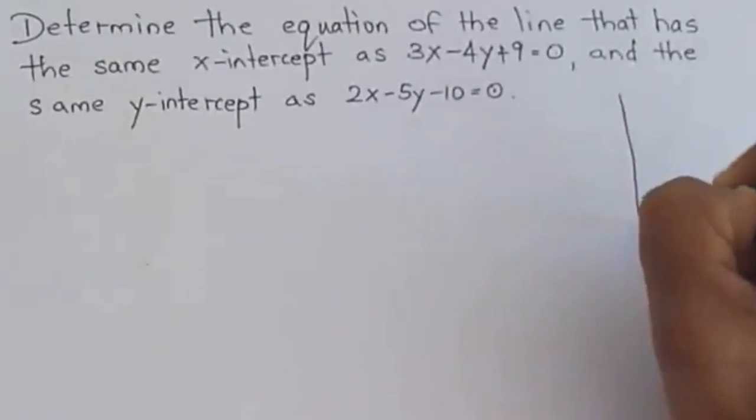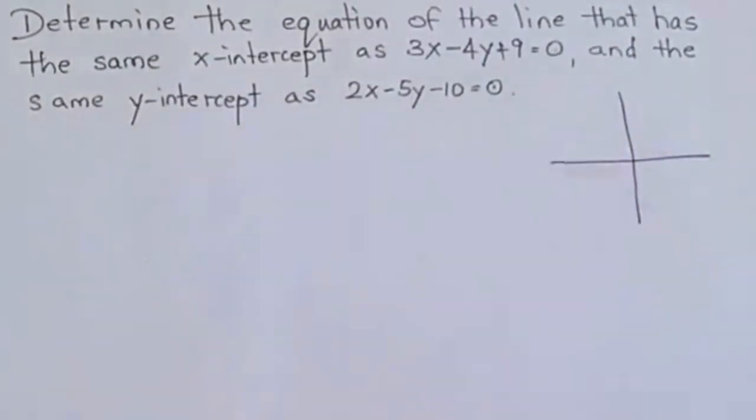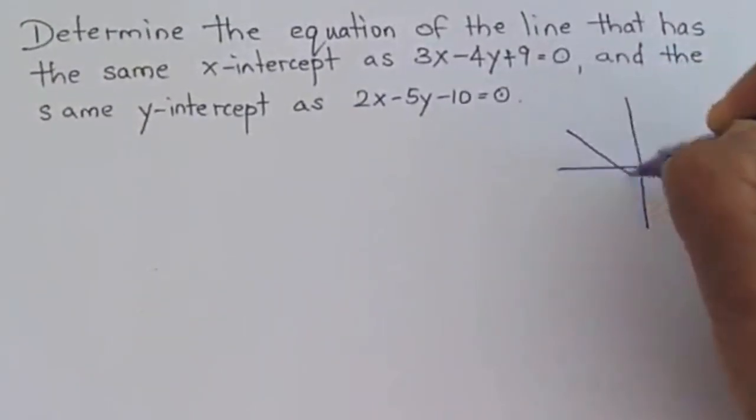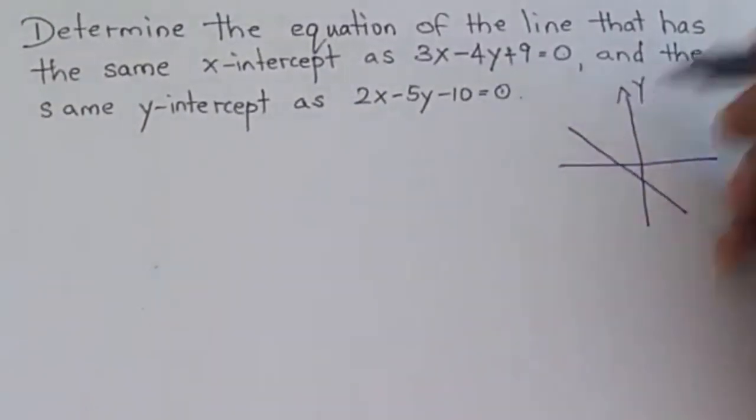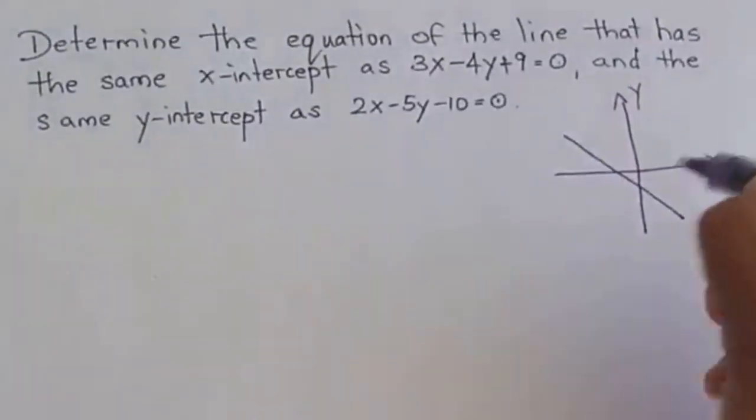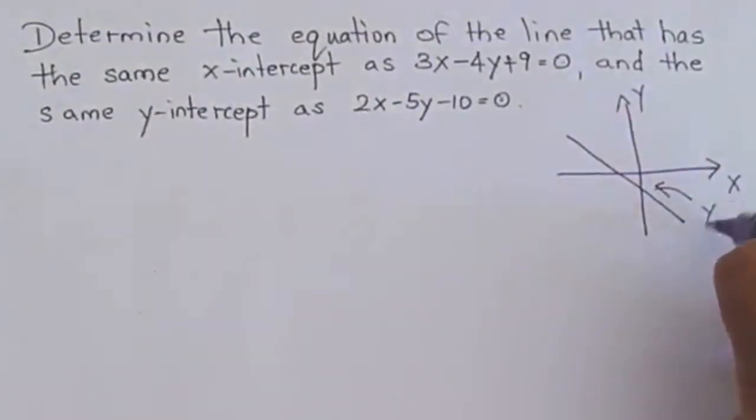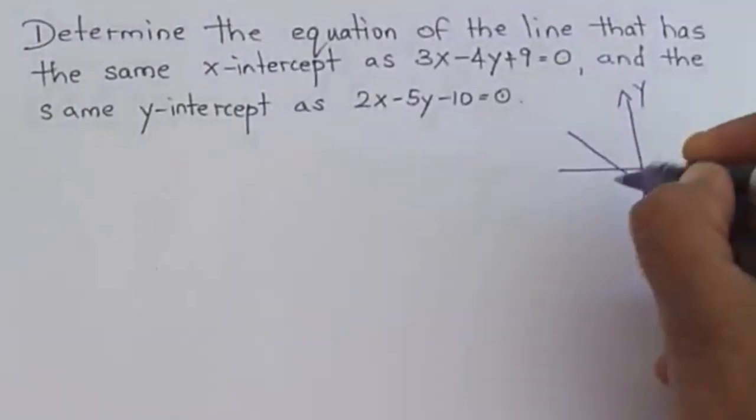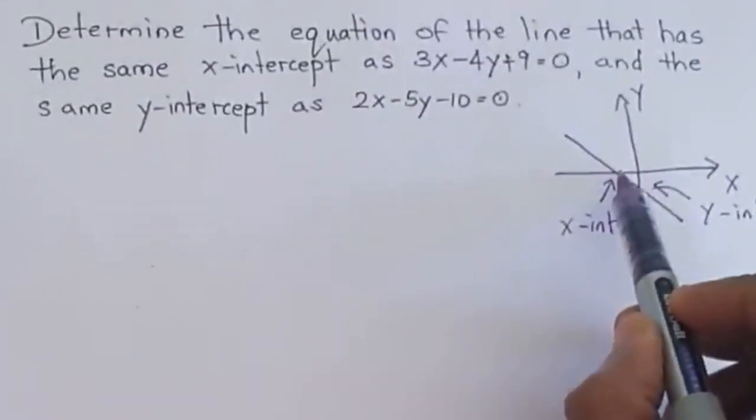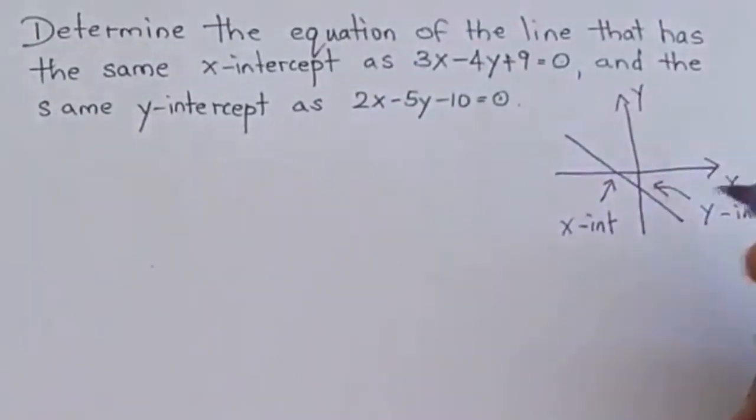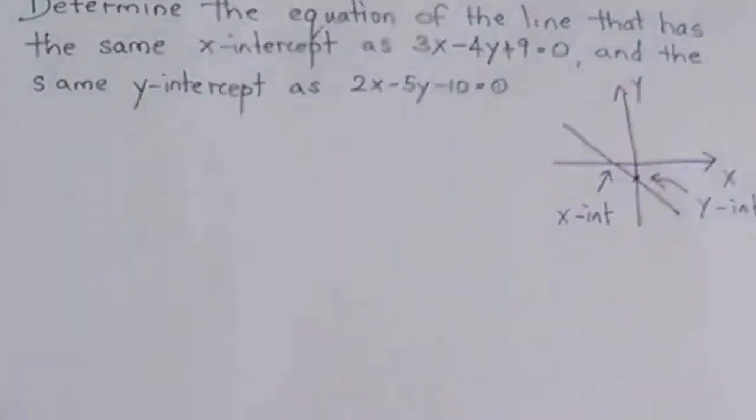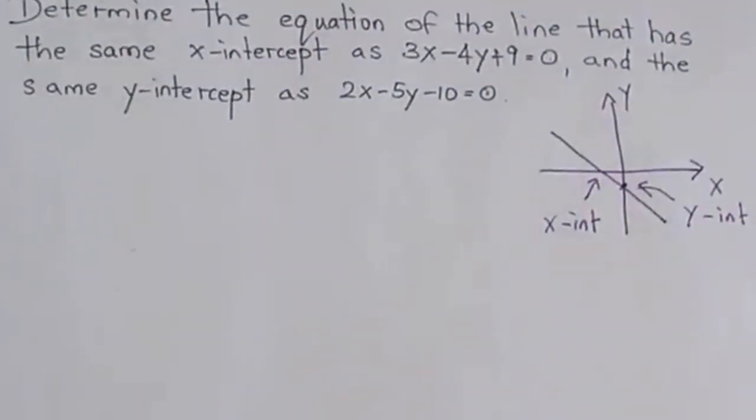So just for prior knowledge, I'm going to draw a linear relation. If we have a graph like this, that's going to be the y-intercept, and this is going to be the x-intercept. At the x-intercept, y would be 0. At the y-intercept, x would be 0. So we're going to be using these properties to solve this question.